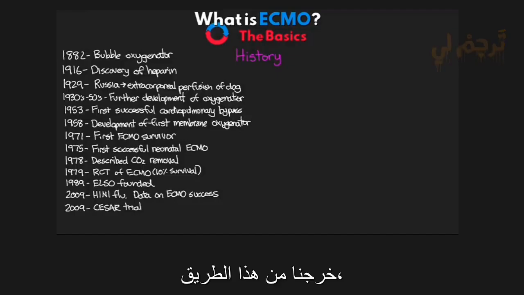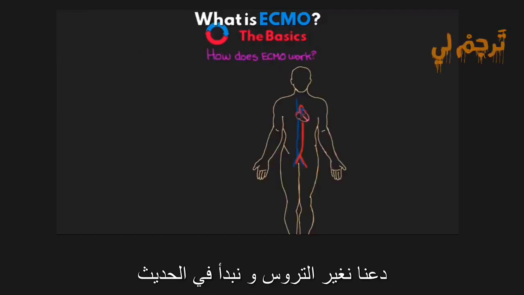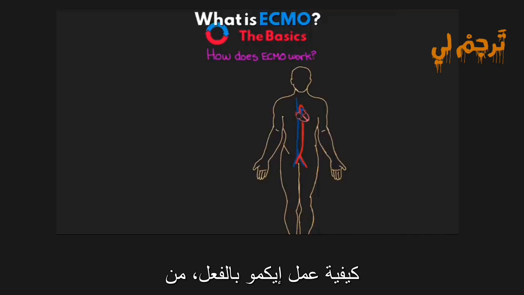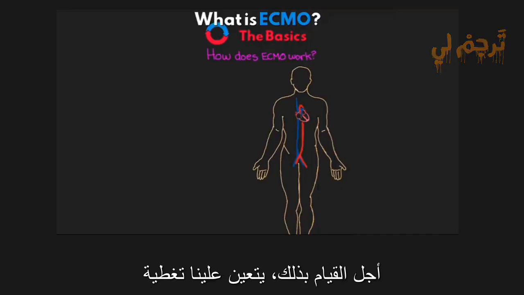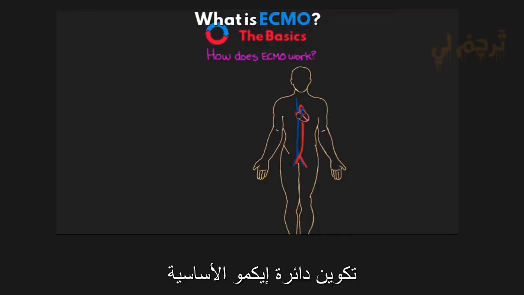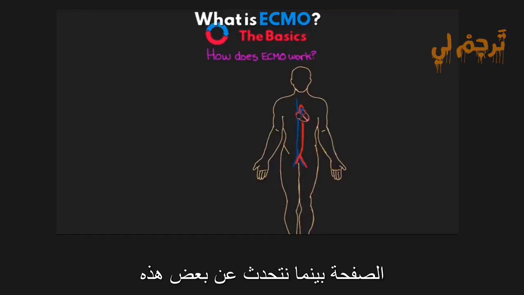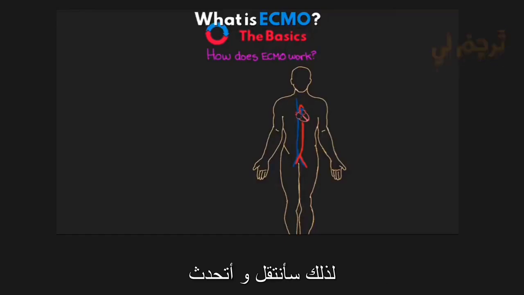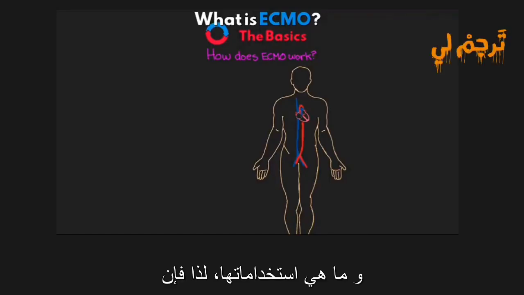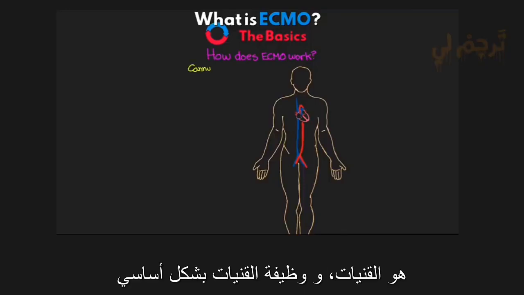All right, so with that out of the way, let's shift gears and begin to talk about how ECMO actually works. In order to do that, we have to cover the configuration of a basic ECMO circuit, that way we make sure we're on the same page. So I'm going to go through the different parts of the ECMO circuit and what they're used for. The first thing we're going to talk about is the cannulas.